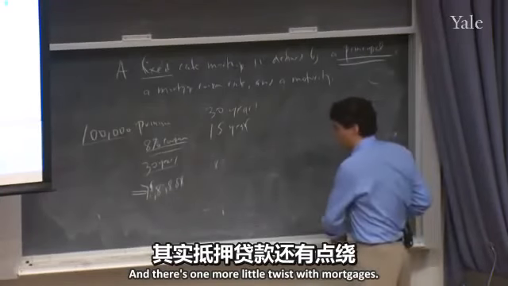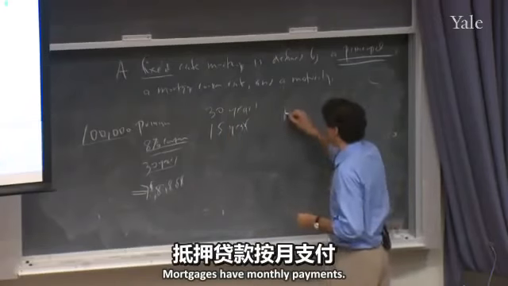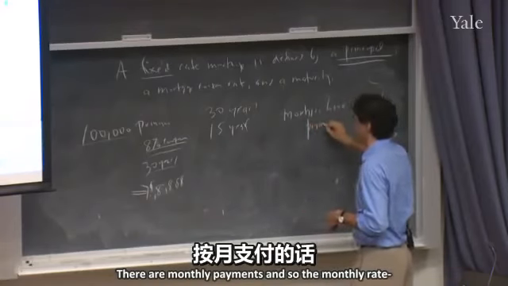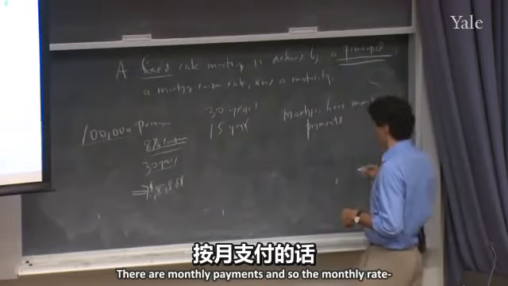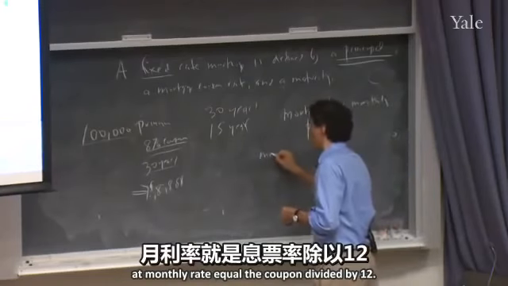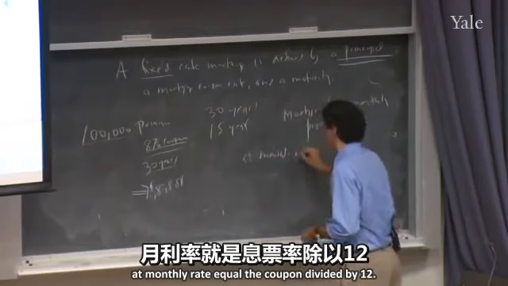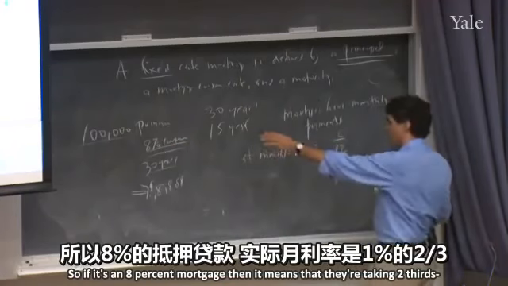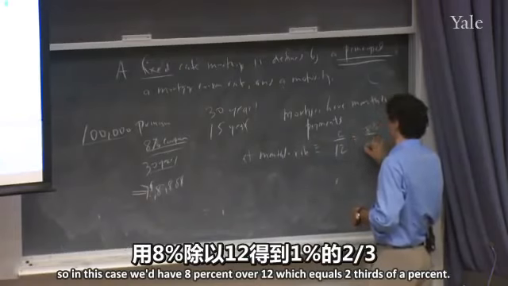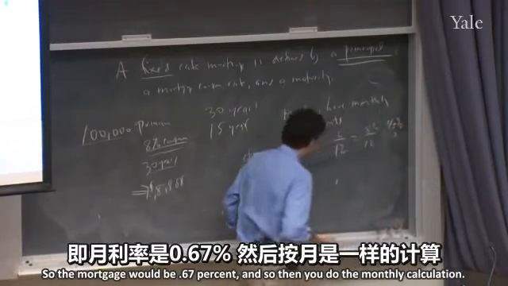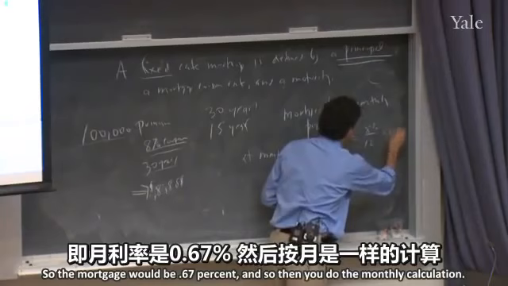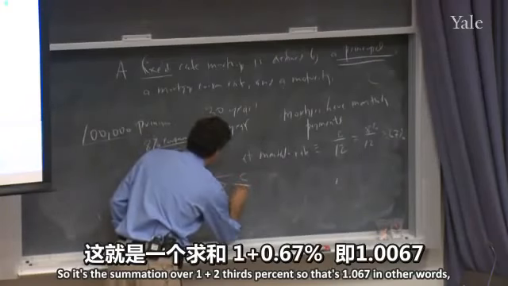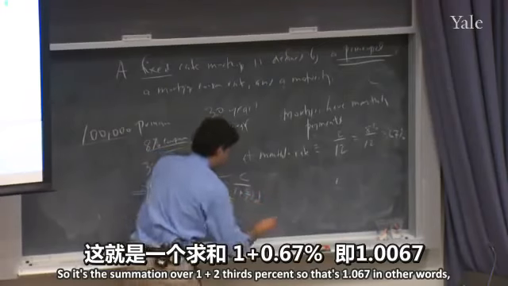There's one more little twist with mortgages. That's not literally true, what I said. Mortgages have monthly payments, and so the monthly rate equals the coupon divided by 12. So if it's an 8% mortgage, then they're taking 2/3%. So in this case, we'd have 8% over 12, which equals 2/3%, so about 0.67%. And then you do the monthly calculations. You have to figure out the C such that the summation over 1 plus 2/3%, so that's 1.067, in other words.